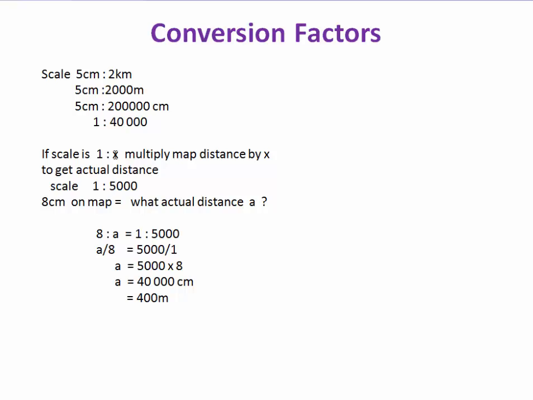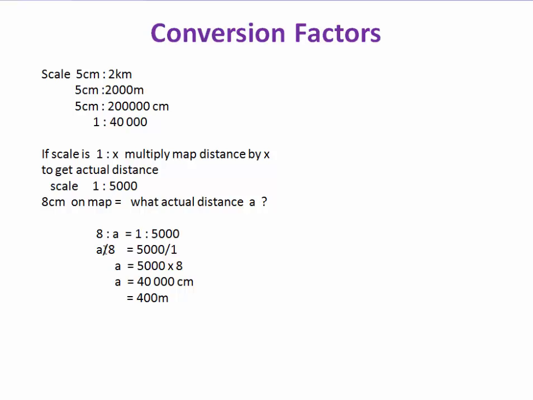If a scale is 1 to a conversion factor, say x, then we multiply the map distance by x to get the actual distance. So this scale factor we're given is 5,000, so the scale is 1 to 5,000. And we're told that 8 centimeters on the map is the length or width of whatever we're measuring. What's the actual distance? So put it down as a ratio, 8 to A equals 1 to 5,000.